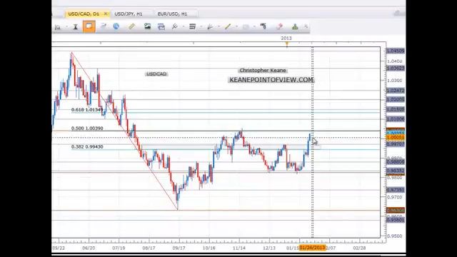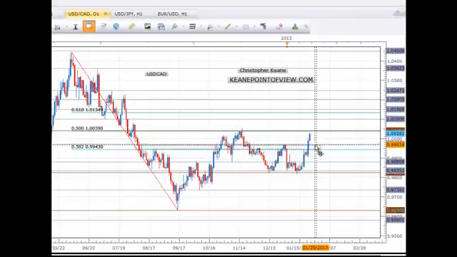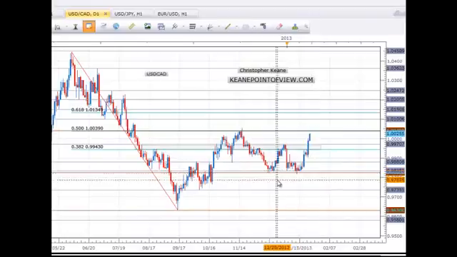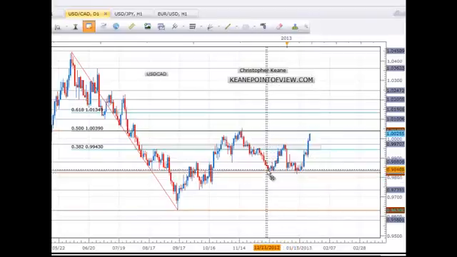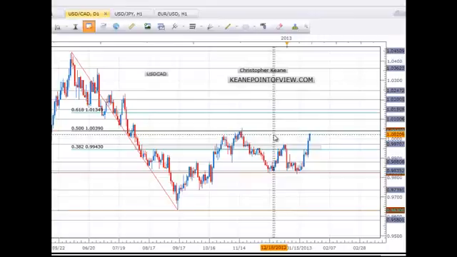The first level of resistance I'd be watching obviously would be the 0.9970, and if we break back below this level, I wouldn't doubt that we get a test all the way back to the bottom of the range, because basically the range on the larger scale is between 0.9835 and 1.0040.